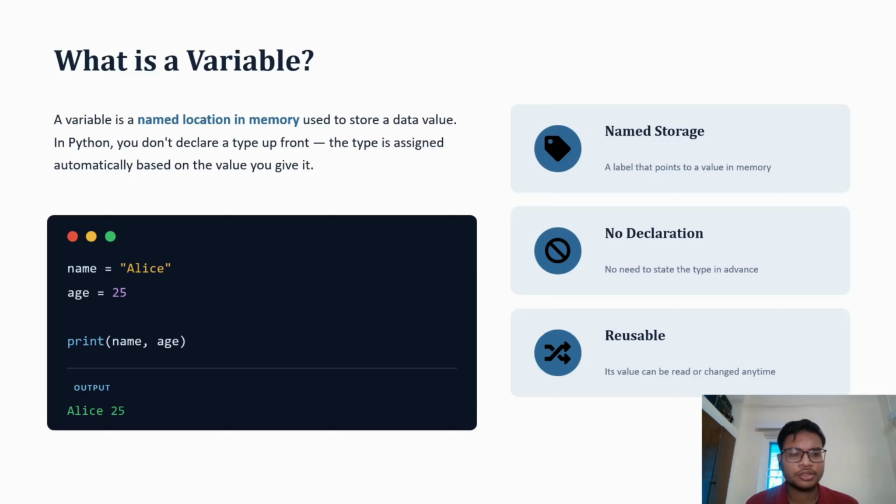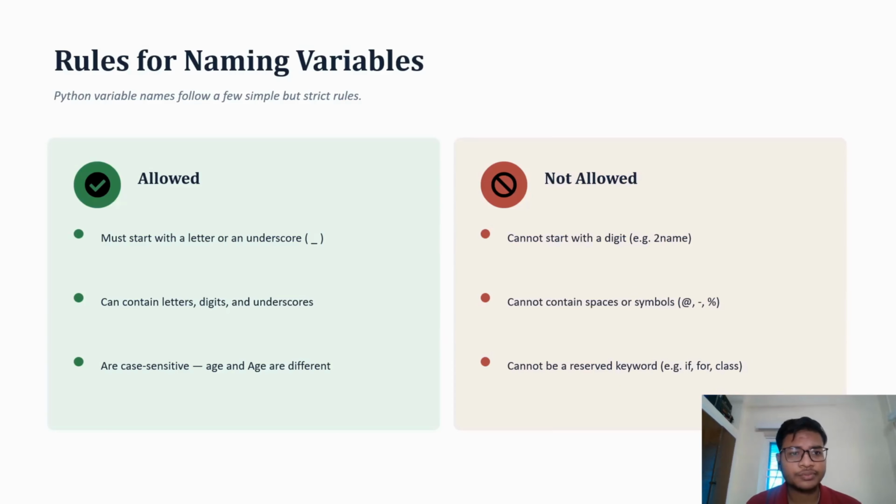So let's move further. So this is variable. What is a variable? Variable, I think, is done. So let's move further: rules of naming variables. What does this mean? There are some strict rules we have to follow before giving a variable name. There are some allowed and some not allowed. Allowed means it must start with a letter or an underscore, and it can contain letters, digits, and underscores. And the most important thing is that names are case sensitive, so Age and age are different.